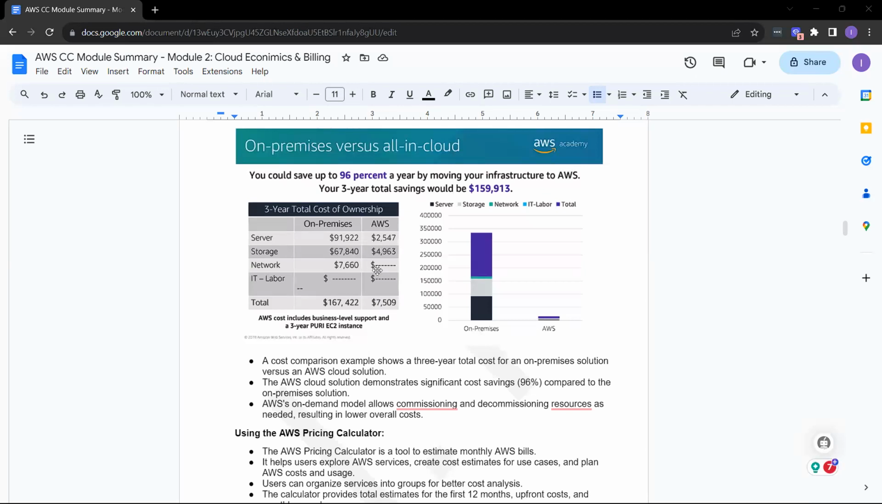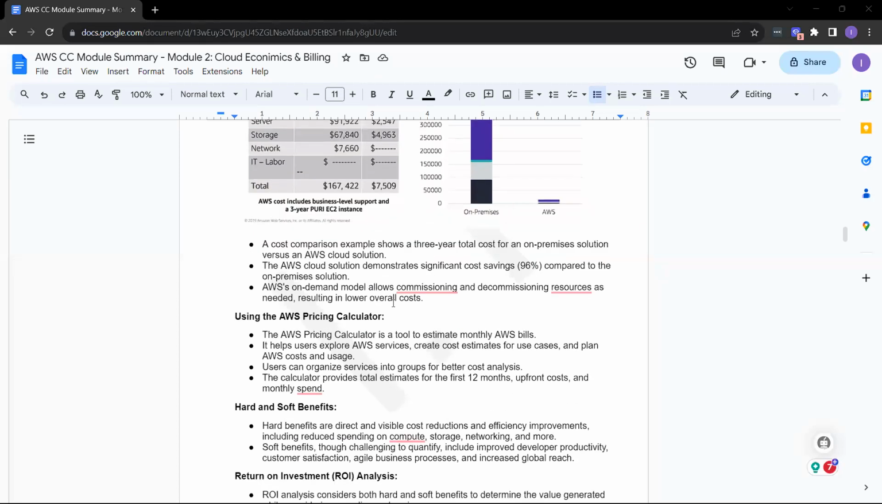I mean, your cost of running an on-premises data center as compared to moving to the cloud. So this is an example that was made in our module. We also talked about the pricing calculator that is used to estimate your monthly AWS bills, right? Based on the models that you will set.